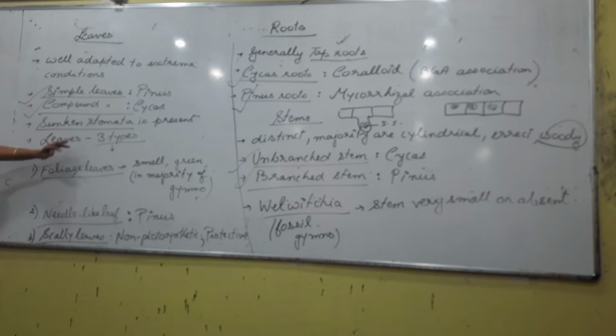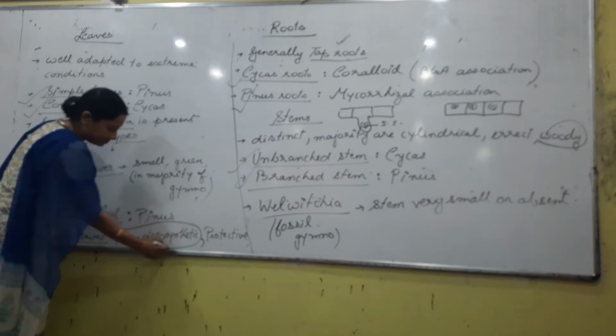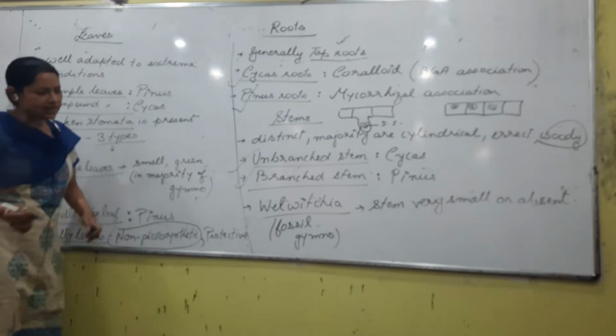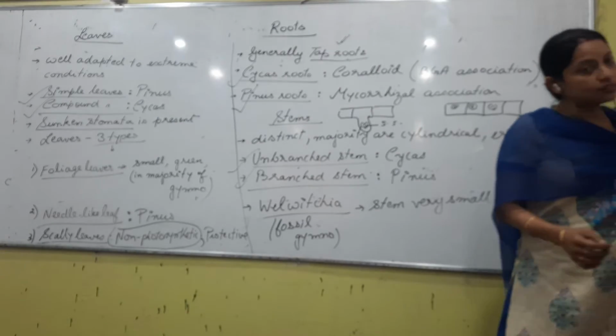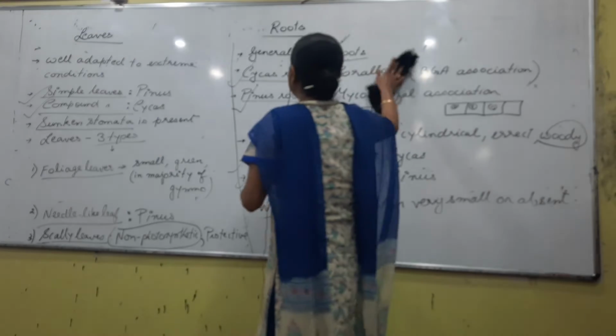Talking about leaves, 3 types. Foliage leaf is the normal green leaves that we see. Needle like leaf, we understand, is Pinus. Scaly leaves, the word that is important is non-photosynthetic, it's brown in color. The main function is it protects the young leaf and the buds.